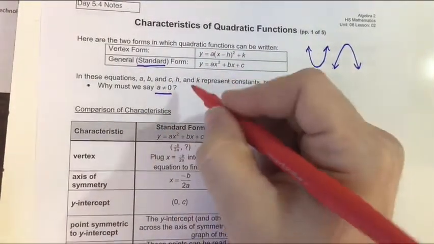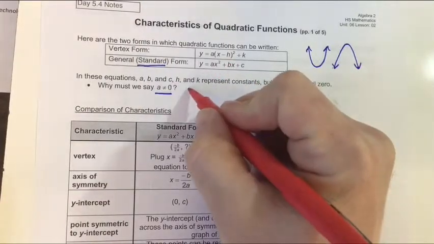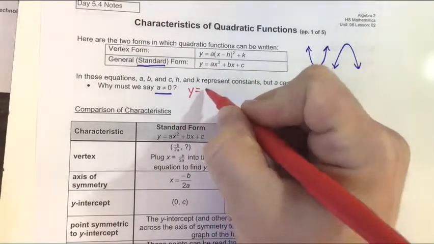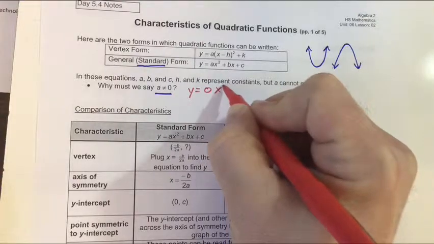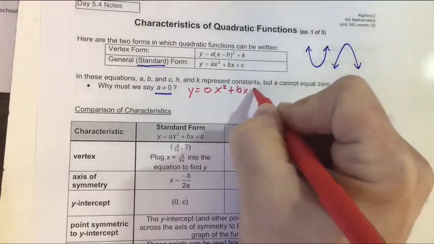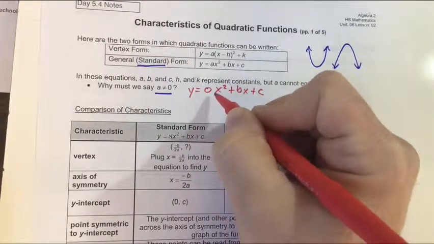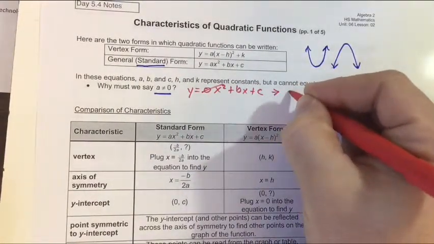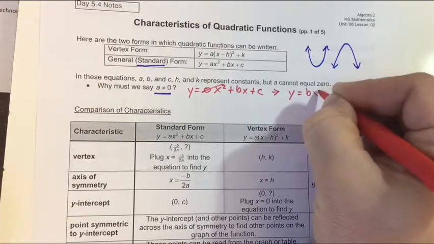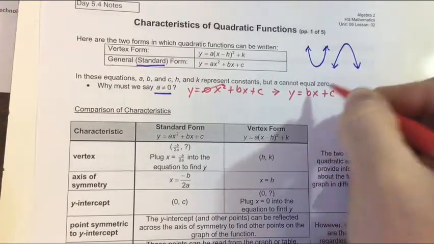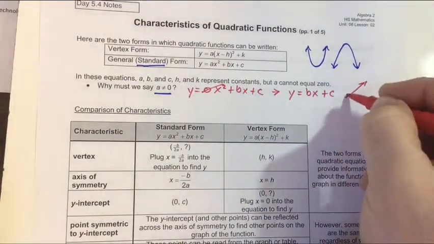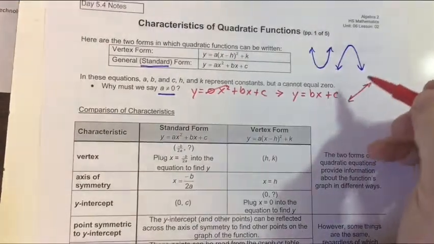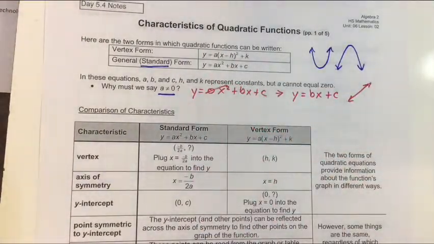Because if a does equal 0, let's just take standard form, that would turn this into 0x squared plus bx plus c. Well, 0 times x squared just cancels that out. So it turns our equation into y equals bx plus c. This would be a line graph, or a linear function. And so that's why a can't equal 0: it would make it linear.